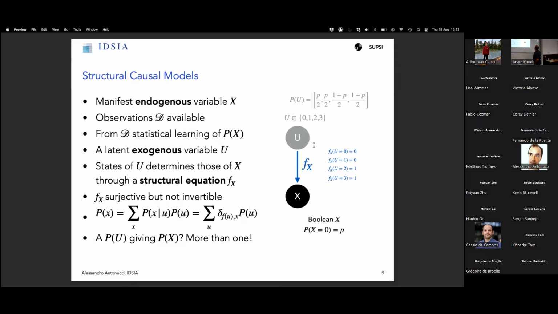Okay, one possible value: we know that the probability of the first state is P. So we see that the sum of the probability for the first two states of U should be P, and all the rest should be 1 minus P. But of course, we can distribute the mass of probability P over the first two states of U in different ways. So my point is that there is an infinite number of specifications of P of U which are consistent with the P of X we observe. So this naturally produces a credal set, which is K of U.